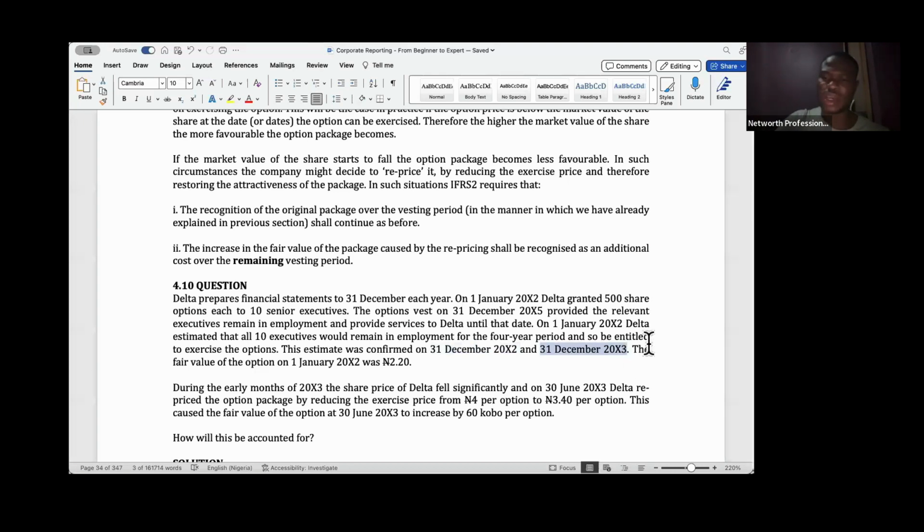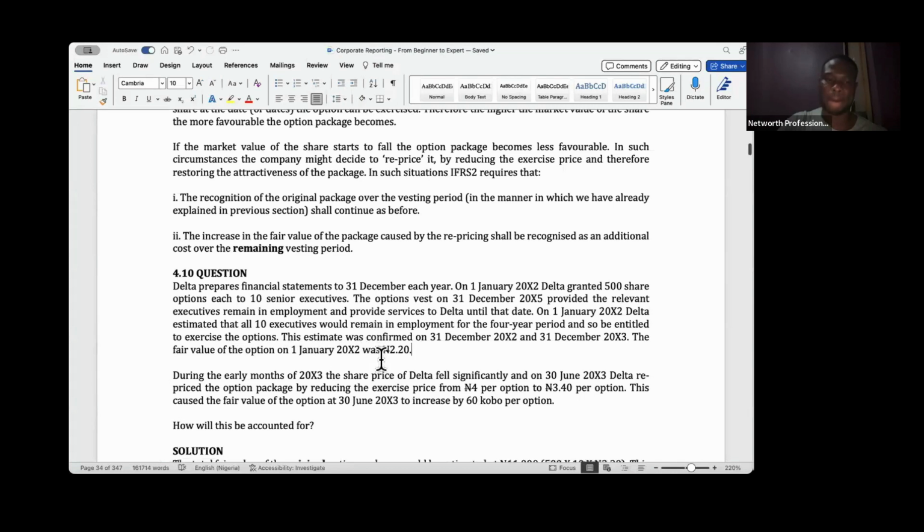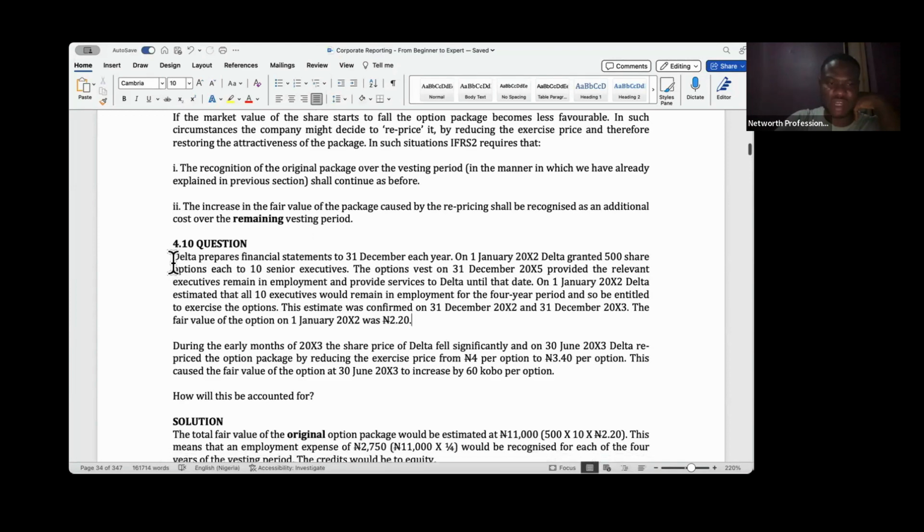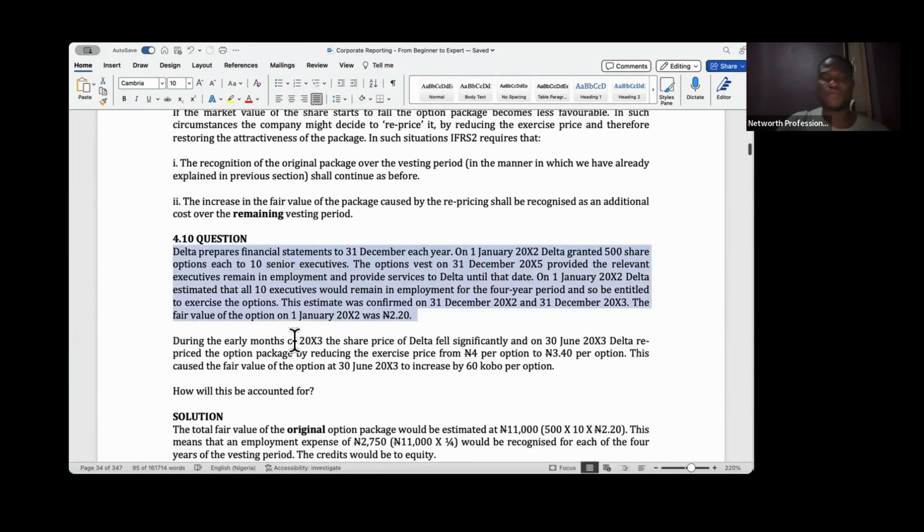So they now went ahead and gave me the fair value of the option on 1st January 2002 as 2.2, which is the fair value of this share option at the grant date, which is what I will use to measure this share option. And I went ahead to the second paragraph. Ordinarily, this first paragraph would have been the end of the question. I'm sure that this second paragraph now will talk about that repricing.